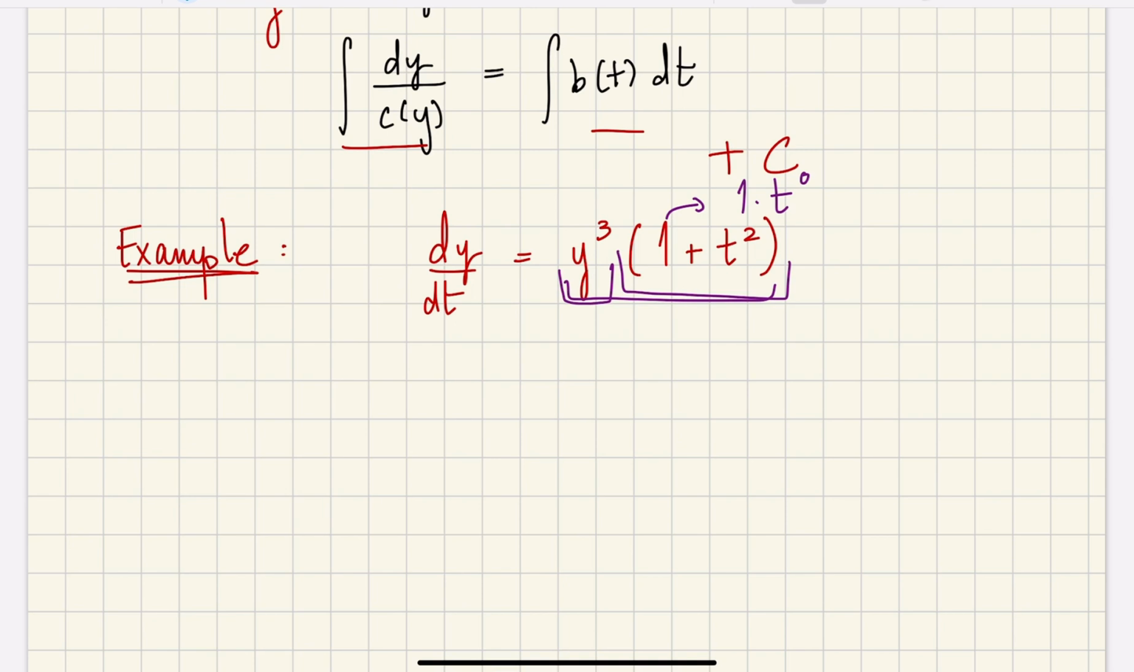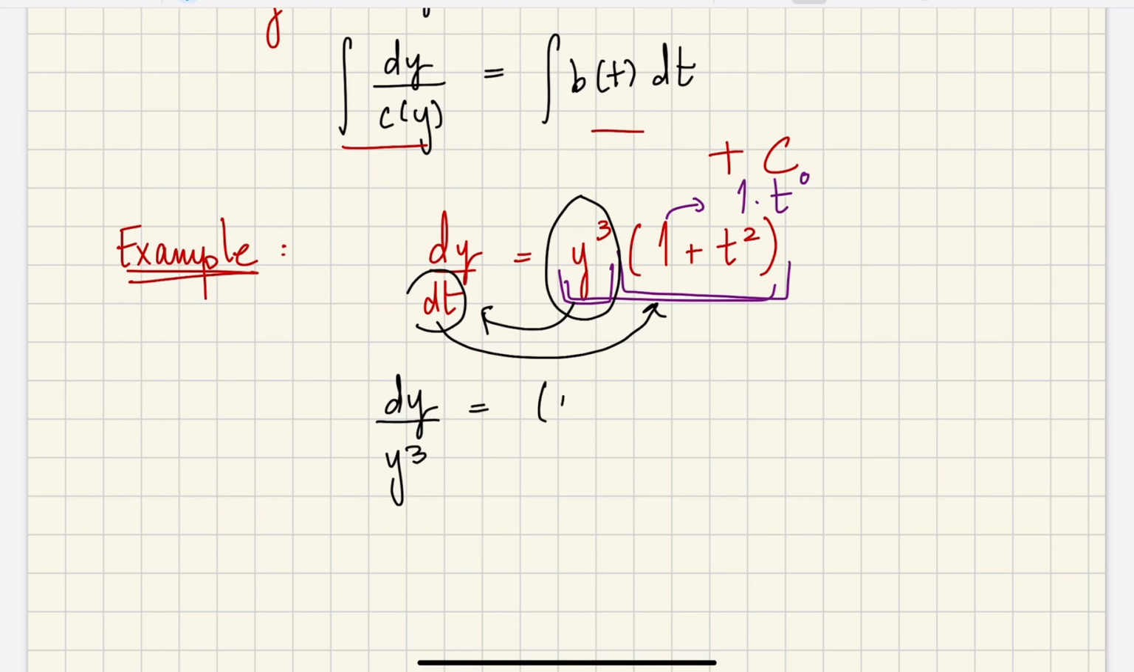So if I move y cubed over here and dt over here, I get dy over y cubed is equal to 1 plus t squared times dt. Now I will integrate these separately.